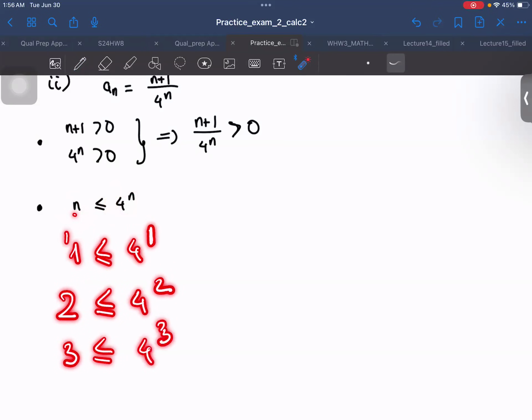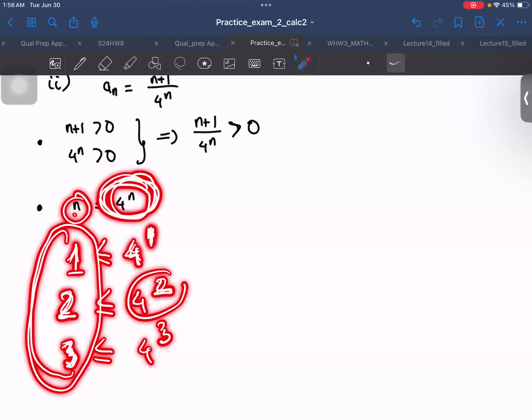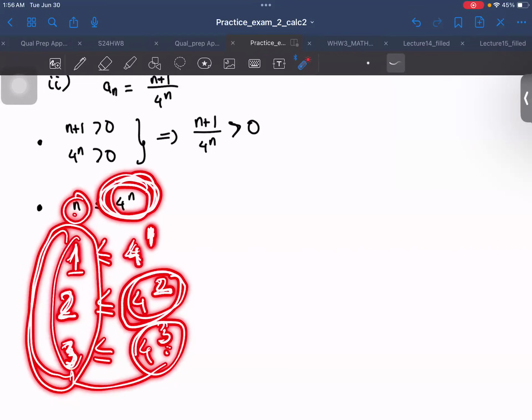And you see that on the left side, you just have the linear function. So when you increase the index by one, you just increase 1 unit. But if you test with the right-hand side, because the right-hand side is the exponential function, when the index is 1, you have 4. When the index is 2, you have 4 squared. When the index is 3, you have 4 cubed, which is extremely large compared to 1, 2, 3.